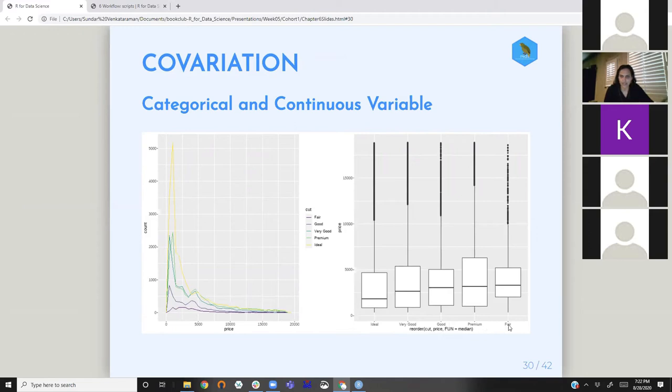And here you have your cut, and then the price, and this is a box plot that's ordered by increasing values of the median price. So this is one good way to actually figure out what's going on here.